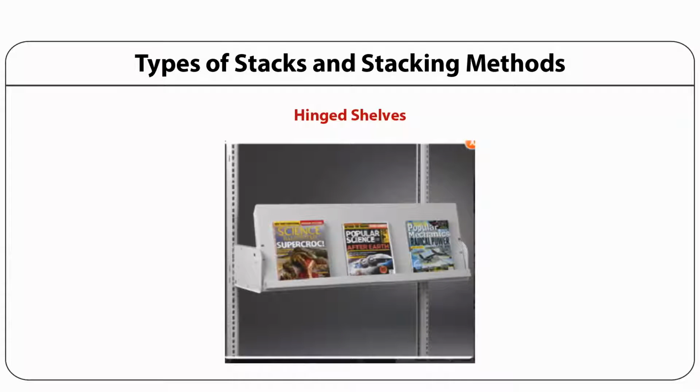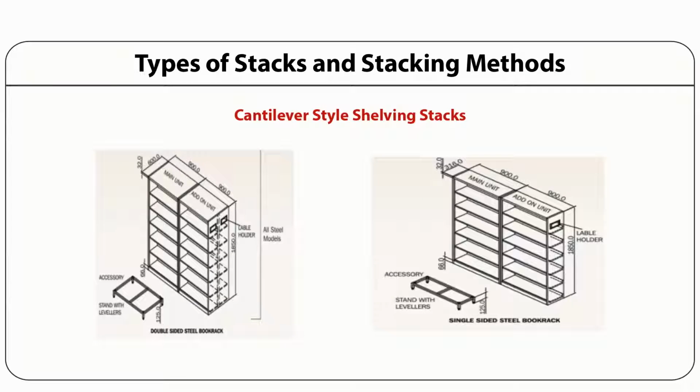Hinged shelf. Here two shelves are joined with hinges on one side, and one shelf is fixed and the other is mounted in front of the hinges. Cantilever style shelving stacks. Cantilever style shelving stacks are also known as bracket shelving units and are made up of steel. The unit comprises two upright metal support columns with slots for fixing the shelves. It is supported by a load-bearing base structure.